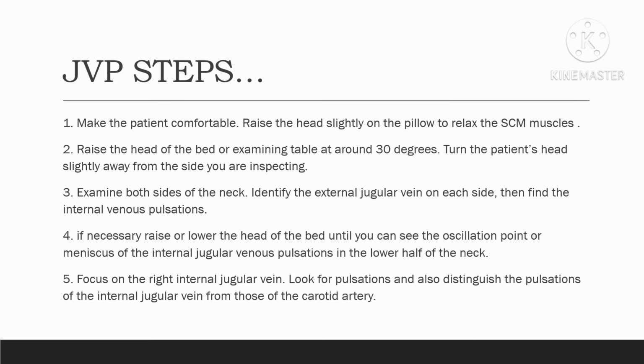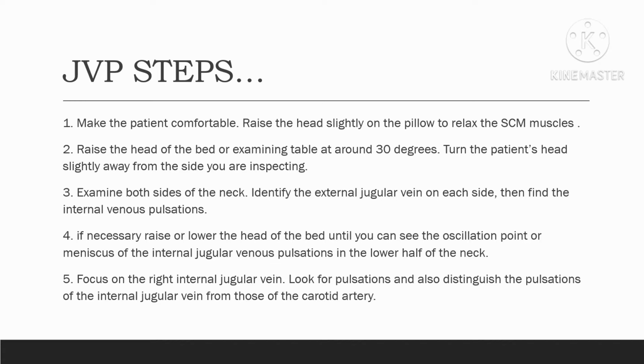Steps for measuring the jugular venous pressure. First, make the patient comfortable. Raise the head slightly on the pillow to relax the SCM muscles, or the sternocleidomastoid muscles. Second, raise the head of the bed or examining table to around 30 degrees. Turn the patient's head slightly away from the side you are inspecting.